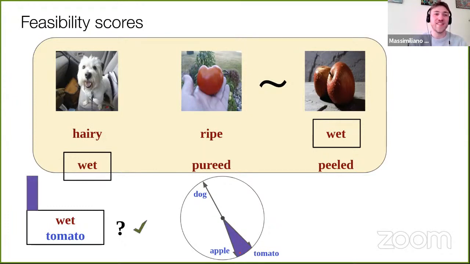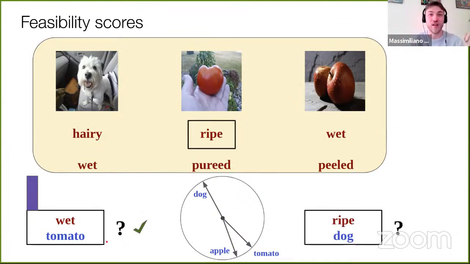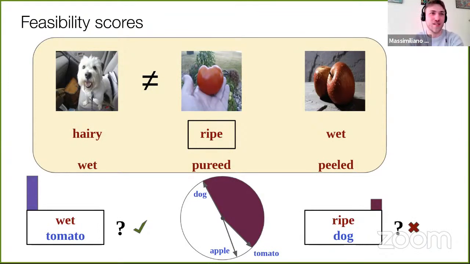And we can just say that the wet tomato feasibility score corresponds to the similarity between apple and tomato, which is the similarity between tomato and the closest object having that particular state, wet in this case, in our training set. And this is how we set the feasibility score. We can do the same for ripe dog. Now, for ripe dog, we check, and ripe is only for tomato. And actually, dogs and tomato are not that similar. And the cosine similarity between their embeddings will be low. And so we can just conclude that they are unfeasible.